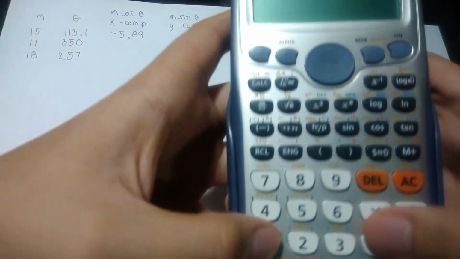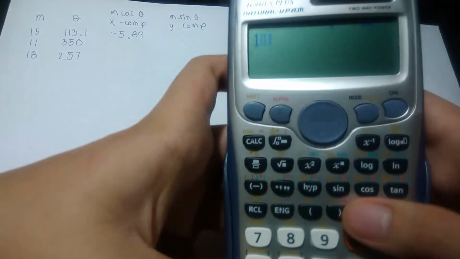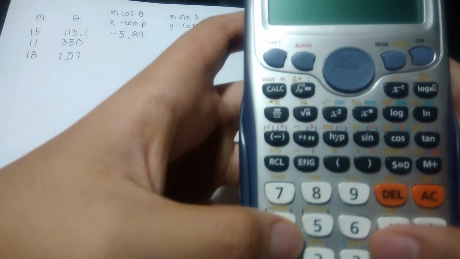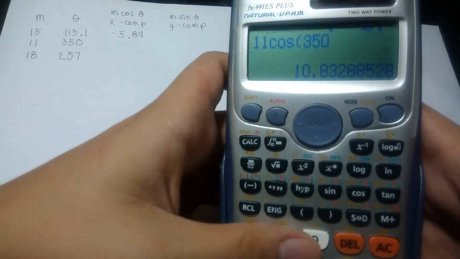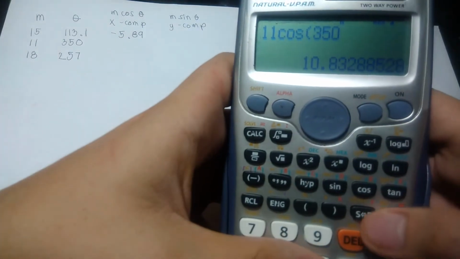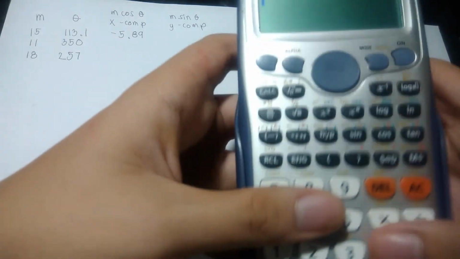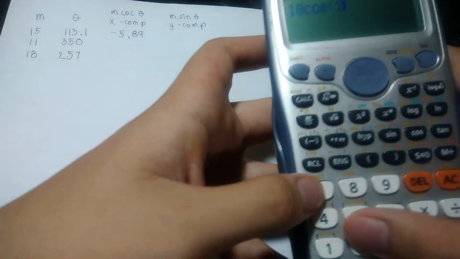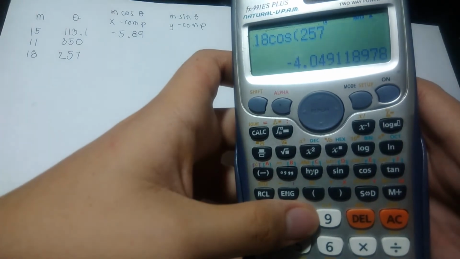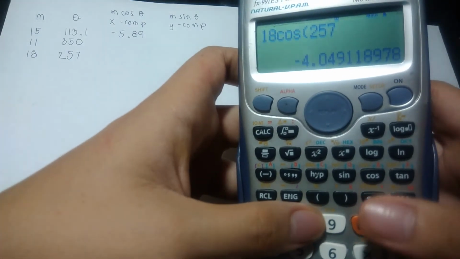So 11 cosine 350 is 10.83. 18 cosine 257 is negative 4.05.